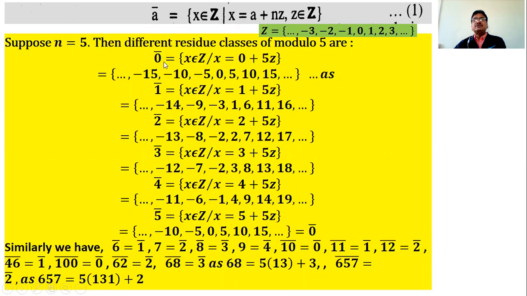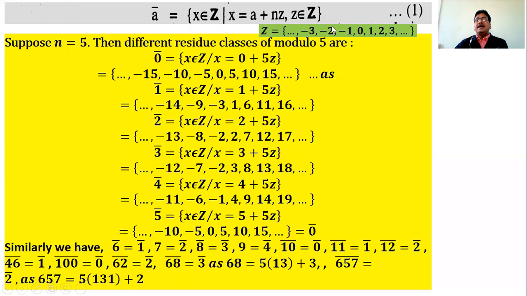So what is the definition? By using the definition, what is 0 bar? It is X belongs to Z such that X is equal to A, which is 0, plus 5Z, since N is 5, where Z is an element from Z. So what are the values of Z? From -3, -2, -1, 0, 1, 2, 3. If we substitute Z as -3, then we have the element -15. If we substitute Z as -4, then we have -20. So dash, dash, -20, -15 is the first element of this 0 bar.